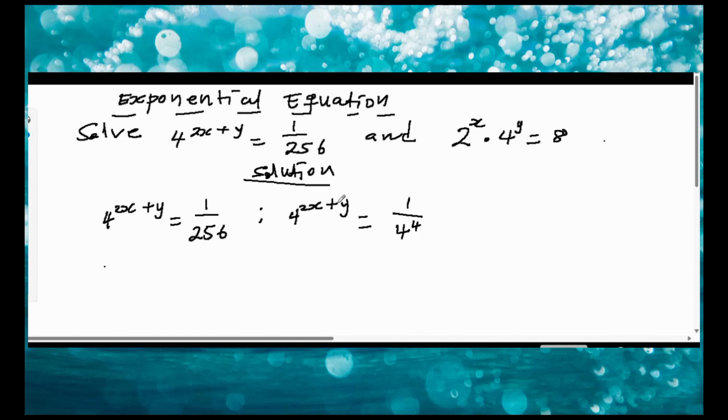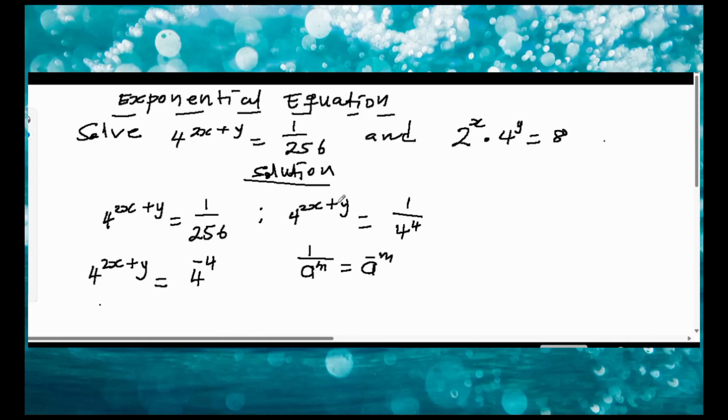So this could again be written as 4 raised to the power 2x plus y equal to 4 raised to the power minus 4. According to indices, 1 all over a raised to the power m could be written as a raised to the power minus m. Because of that, we can write 1 all over 4 raised to the power 4 as 4 raised to the power minus 4.